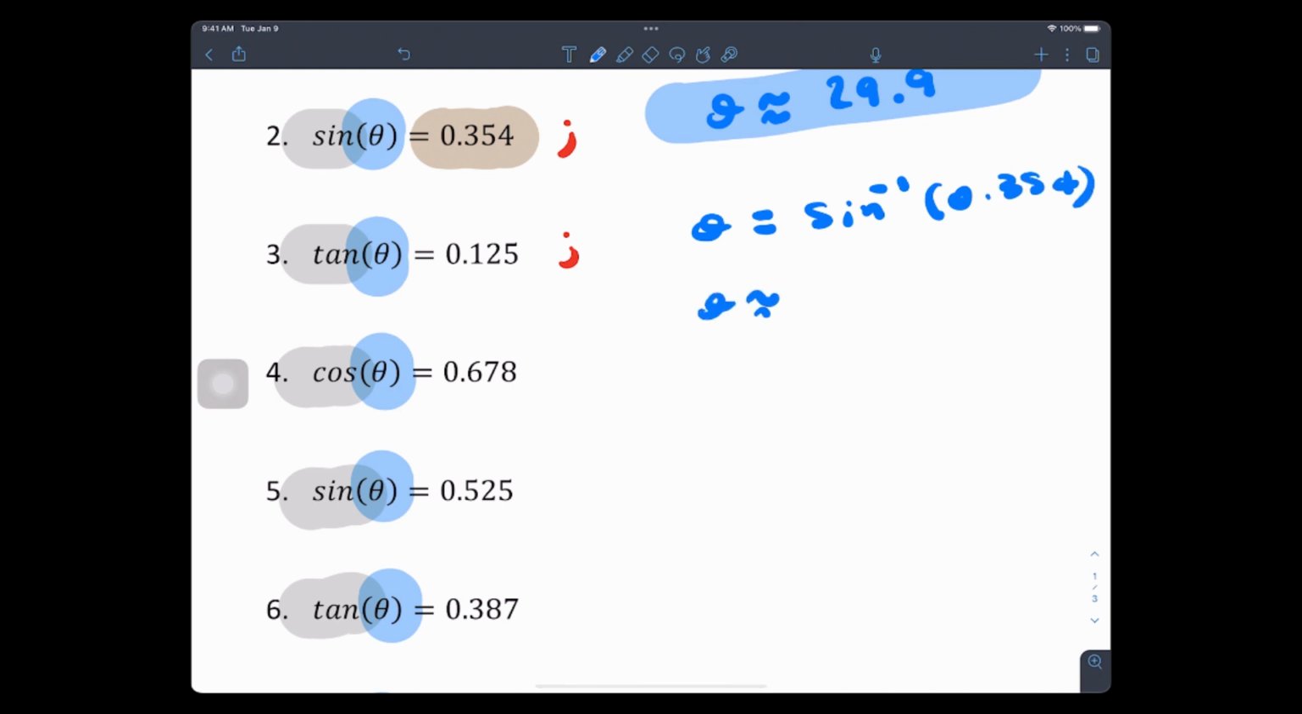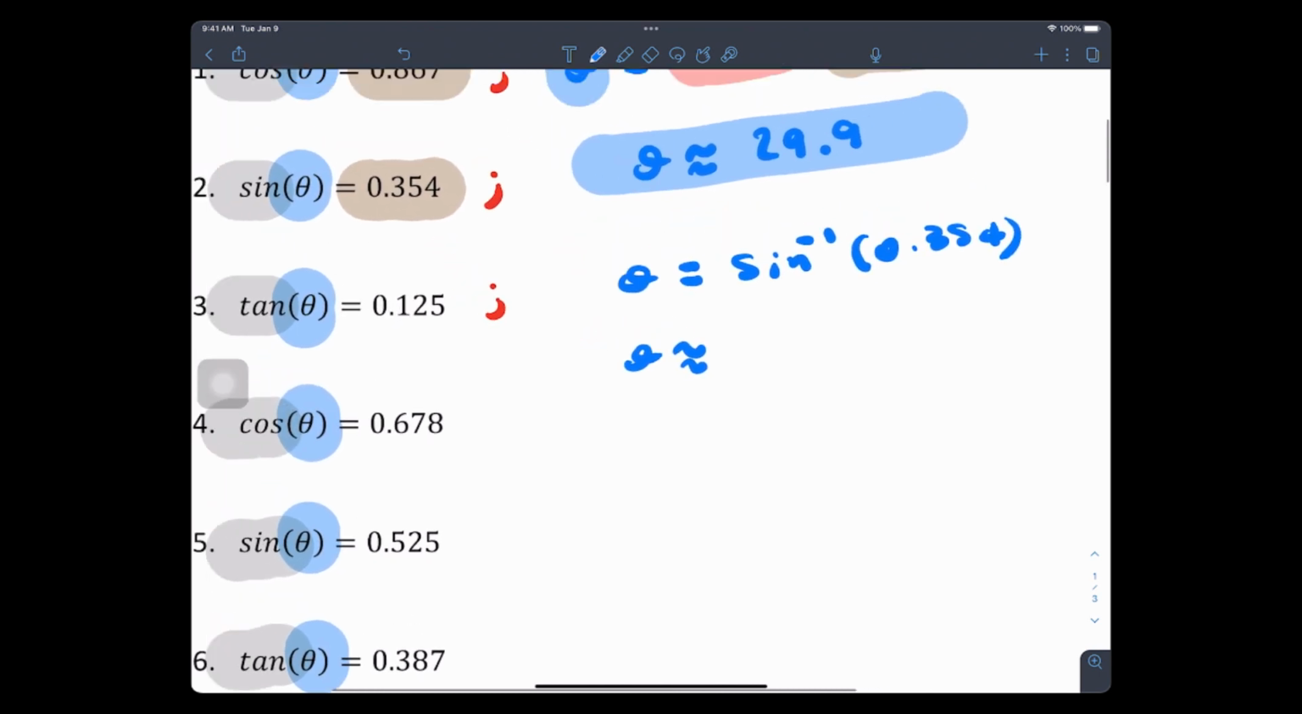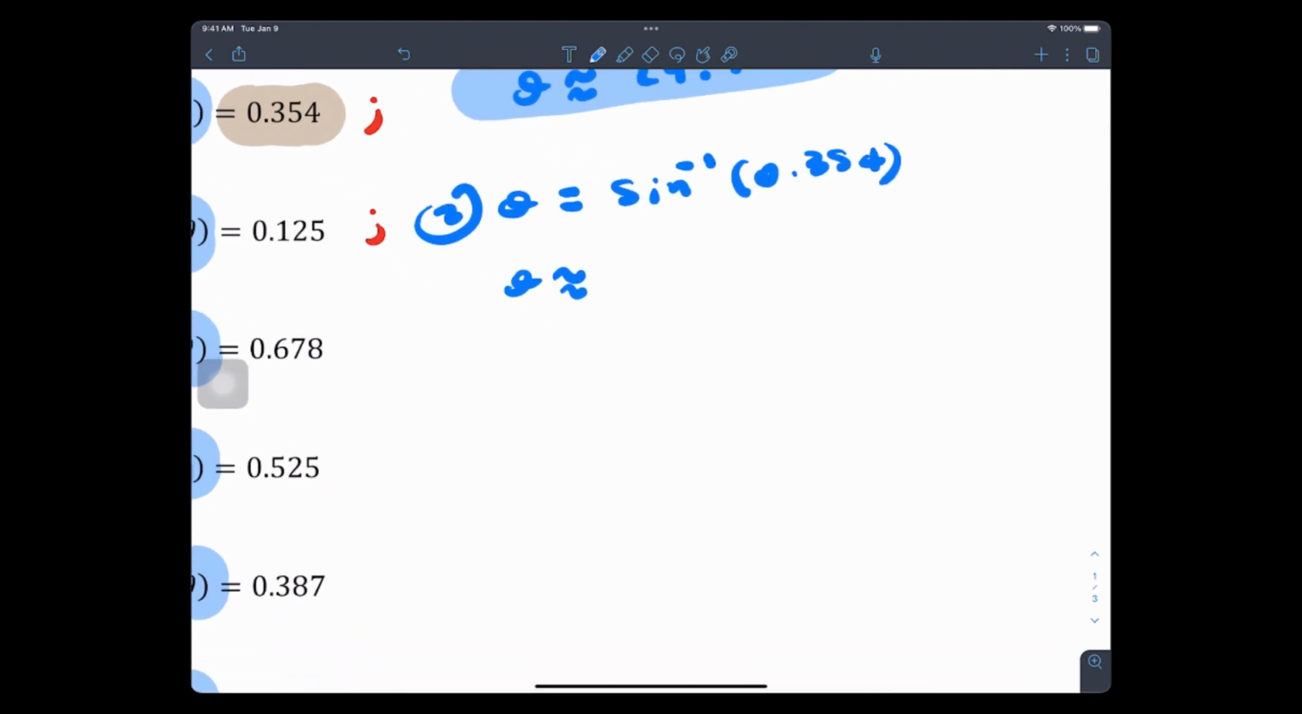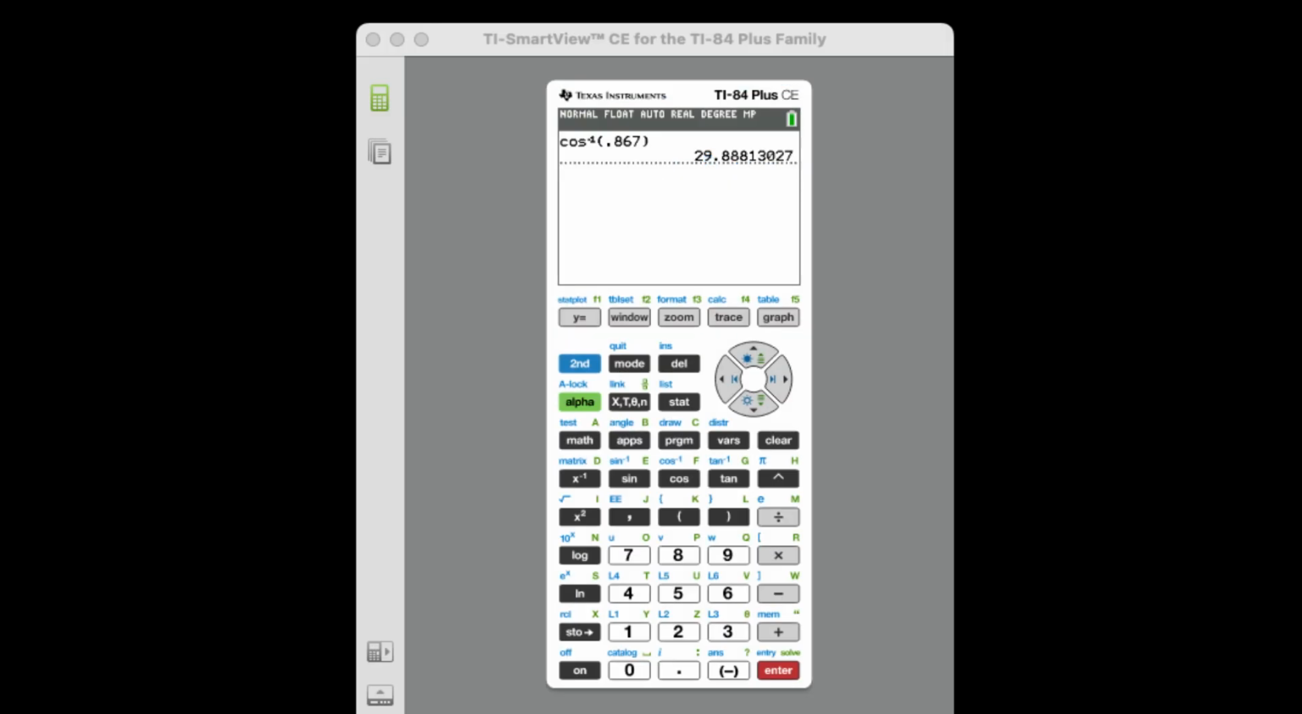So we're going to see what theta becomes here. This is number one, and we've got number two. We want to see how to use our calculator. So let's try this out. Second, inverse sine of what number? 0.354. Close that up. And ladies and gentlemen, what's the angle again? 20.7 degrees.